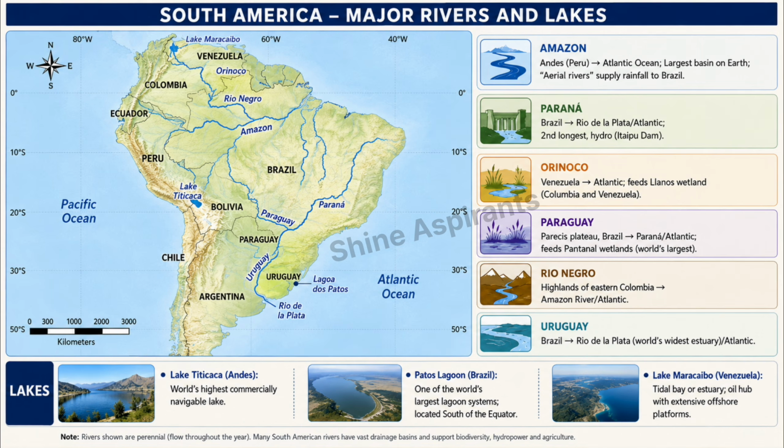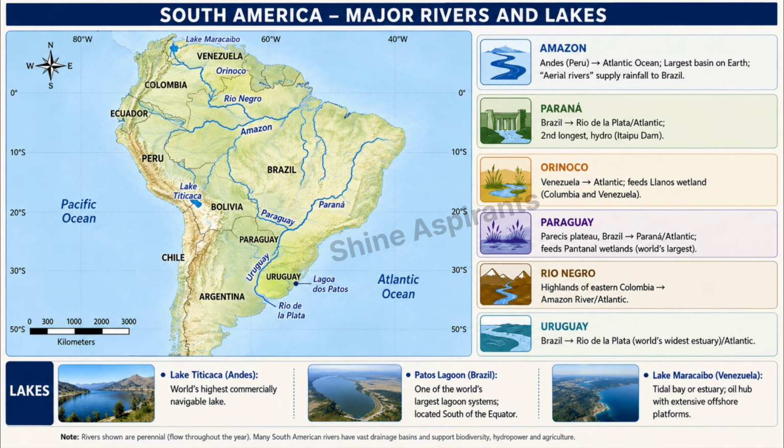Parana River. Origin, Brazil, Rio de la Plata and Atlantic. Key facts. Second longest river in South America. Itaipu Dam, one of world's largest hydropower dams on Parana. Orinoco River. Origin, Venezuela, Atlantic. Key facts. Feeds Llanos wetland, vast tropical grassland, in Colombia and Venezuela.